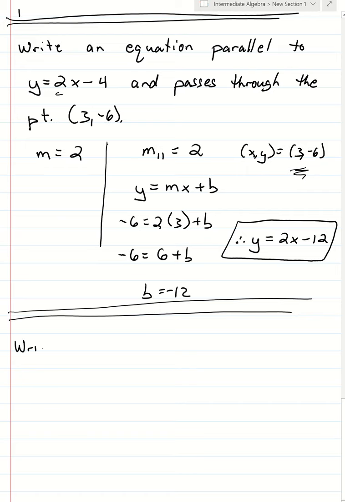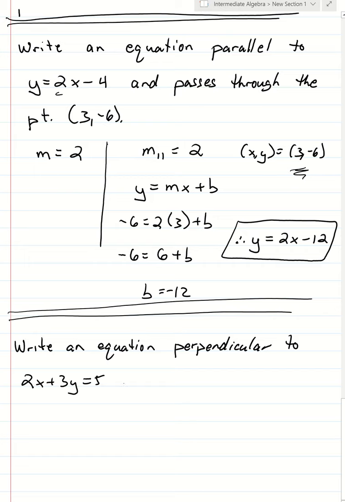Let's say you are asked to write an equation that is going to be now perpendicular, let's say, to the equation 2x plus 3y equals 5, and let's say passes through the point, let's say the point that we are given is -4, 5. Okay.